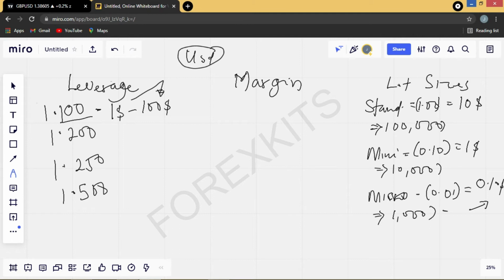Once you have a leverage of 1:100, that basically means that with a $100 account, you can control something that is worth $10,000. And how did I get this information? If you divide $10,000 by 100, you have 100. So 100 times 100 is 10,000.